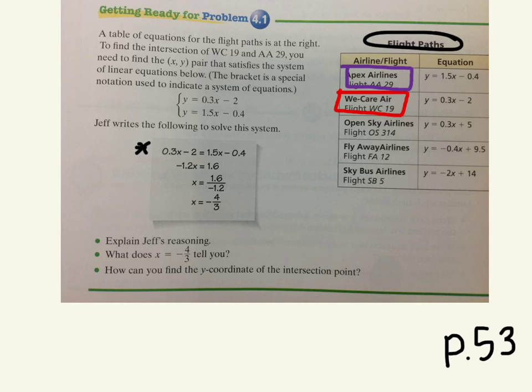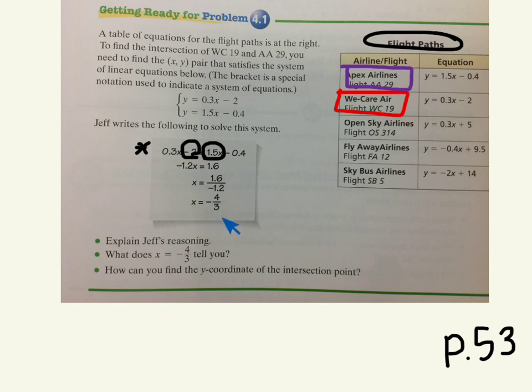He added the 1.5x to both sides. So on the left, he was left with negative 1 and 2/10 x equaling 1 and 6/10 because he added the 2 on the left side to both the left and the right. He divides through by negative 1 and 2/10 and ends up with an x value of negative 4/3.